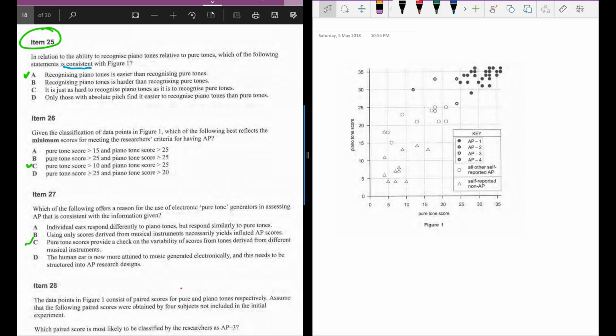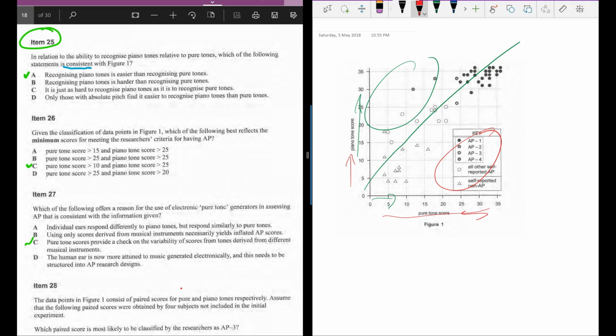So let's have a look over here at our graph. Okay, we've got a nice easy bunch up the middle. Are there people who are scoring high on piano but not so high on pure? Yes, there are. Are there people who are scoring high on pure but low on the piano? That's this region. Well, they've put the key in the way, so presumably there's nothing there. Okay, so that fits with this. Recognizing piano tones is easier than recognizing pure tones. That's the correct answer. I won't go through the others because that one fits.